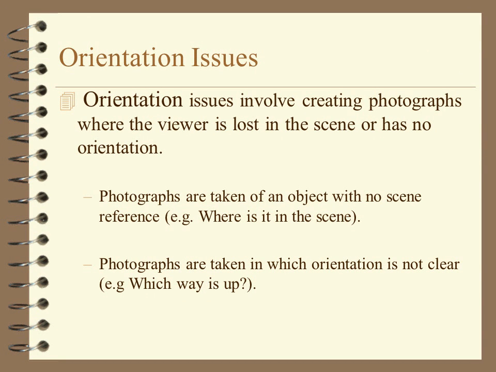Then there's orientation issues. Again, this causes people to become lost in the scene, where, as we saw in that previous photograph, there is no orientation. We have no idea whether it was on this scene or whether it was on another scene. So we need to understand not only which way is up, but where this particular item is in relation to the rest of the crime scene. Again, this is another reason why you can take too many photographs, especially if you take photographs of random items.